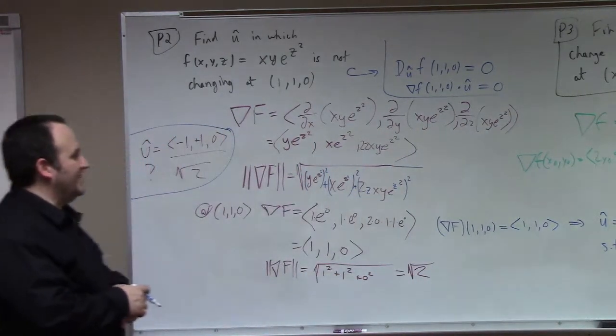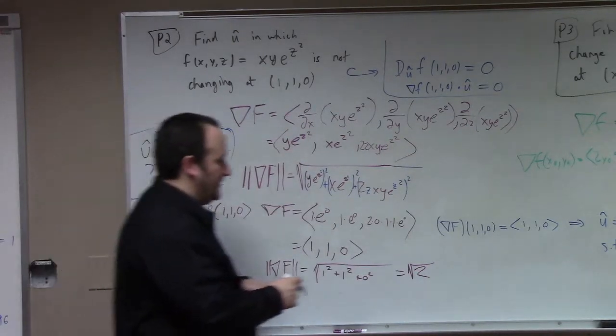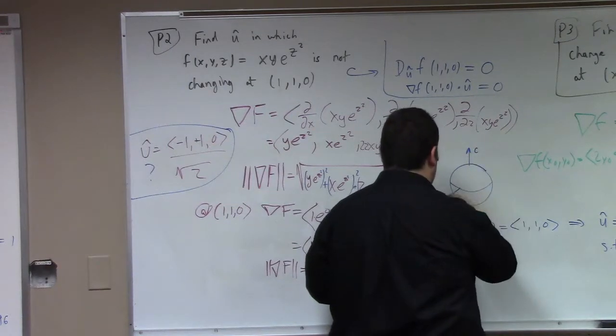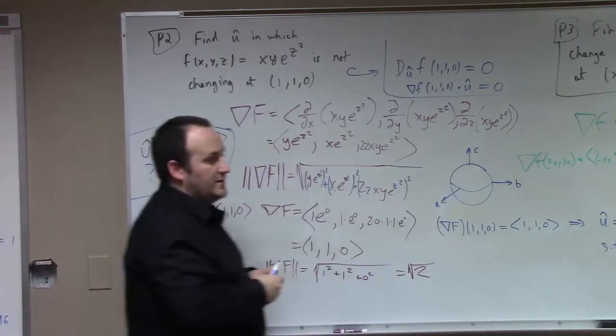Oh yeah, I'm sorry. I forgot to warn you. This is a 3-dimensional problem, so you're actually looking at the ABC sphere. If you want to think about it in 3 dimensions, you can think about ABC space for your possible unit vector directions.